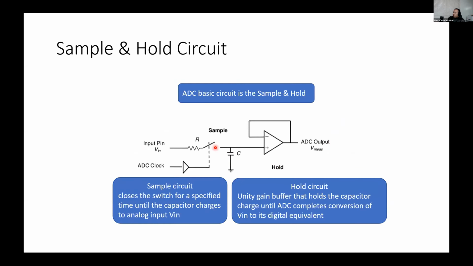So when you close a switch, the capacitor will charge and it should reach the input. For example, if the input is 1.5 volt, this should reach a voltage equal to 1.5. But if you open the switch before that, you may reach here 1.3. So the conversion will be wrong. You will convert to a digital value that corresponds to 1.3, not 1.5. That's why in that situation, you need to keep this switch closed for a longer time.